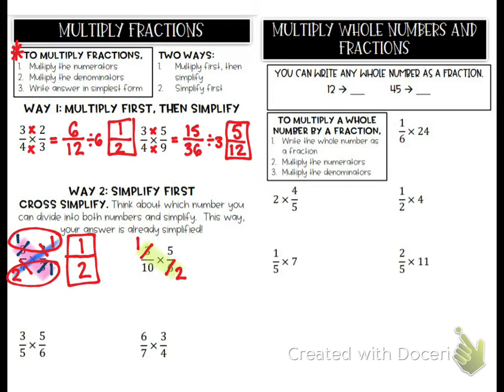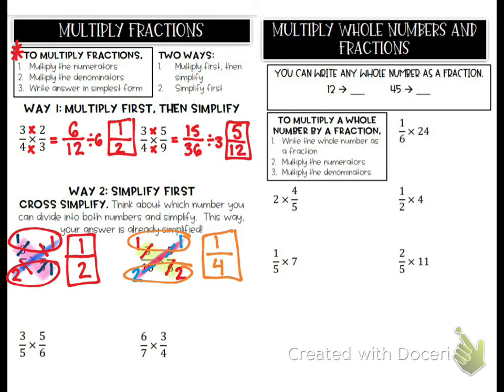I'm going to look across this way, and I see 5 and 10. And I know that 10 and 5 can both be divided by 5. So 10 divided by 5 is 2, and 5 divided by 5 is 1. Multiply straight across. So when I multiply straight across, 1 times 1 is 1, and 2 times 2 is 4. 1/4. This method is easier because you're using smaller numbers and they are more likely to be on your multiplication chart or numbers that you're more familiar with than anything else.